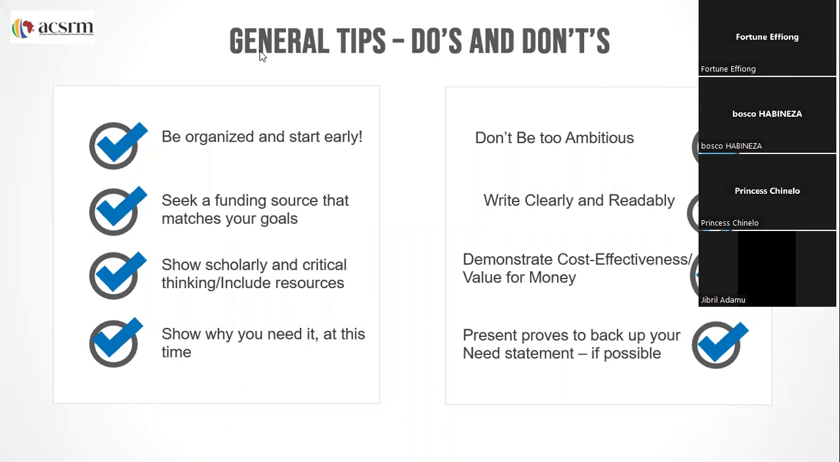So the second is seek a funding source that matches your goals, okay? Like I said before, if you're interested in malaria or you want a grant for malaria, then you cannot submit a proposal for a call on NTD.